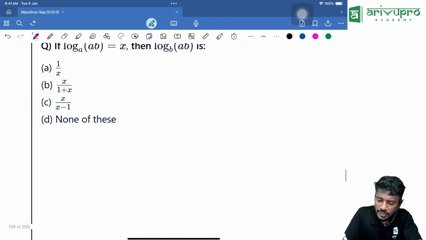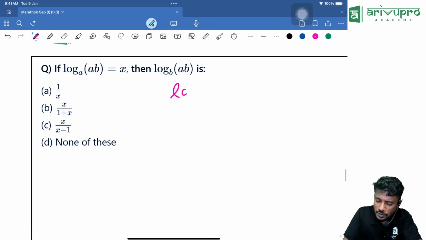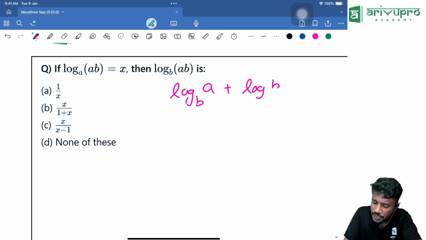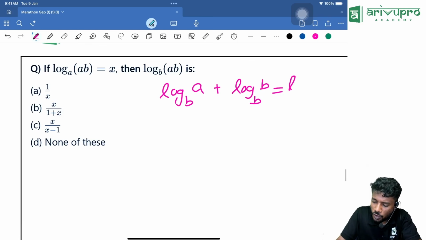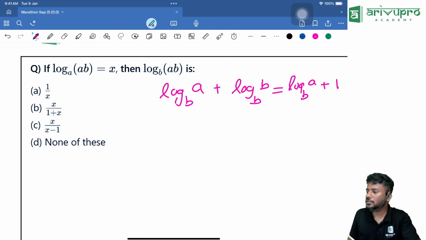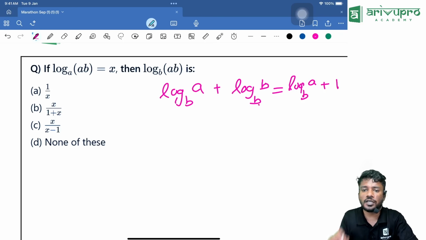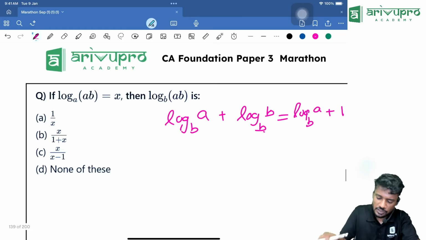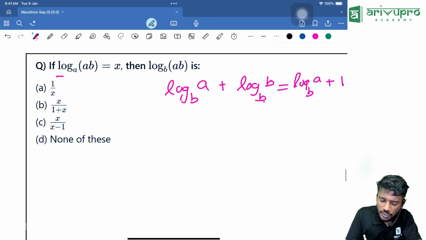So, first I will write log of AB. It can be written as what? Can I write it as log of A to the base B plus log of B to the base B, which is equal to log of A to the base B plus 1? Is that correct? Why is it 1? Any number to the same base is what? 1.